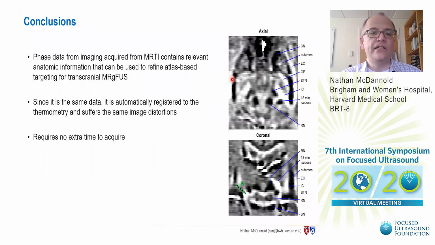So to conclude, the phase images from the thermometry contain relevant anatomic information that we can use to refine the atlas-based targeting for essential tremor. Since it's the same data, it's automatically registered, so it suffers the same image distortions, and it requires no extra time to acquire. Other anatomy that we can see may be useful for other procedures such as pallidotomy. You can see a number of different structures that we can make out from this thermal imaging phase data.